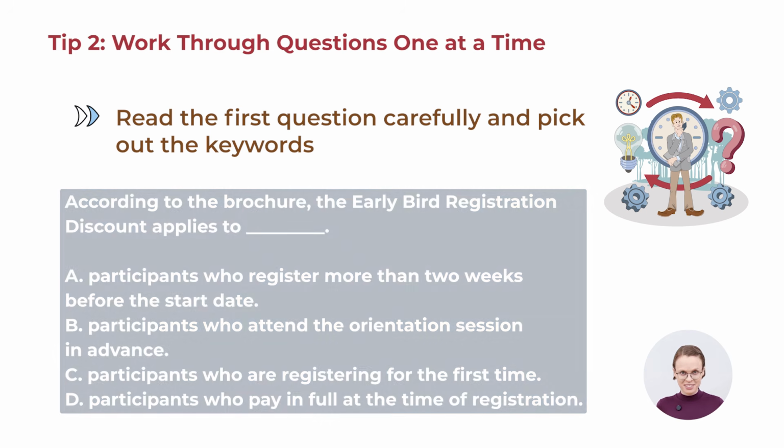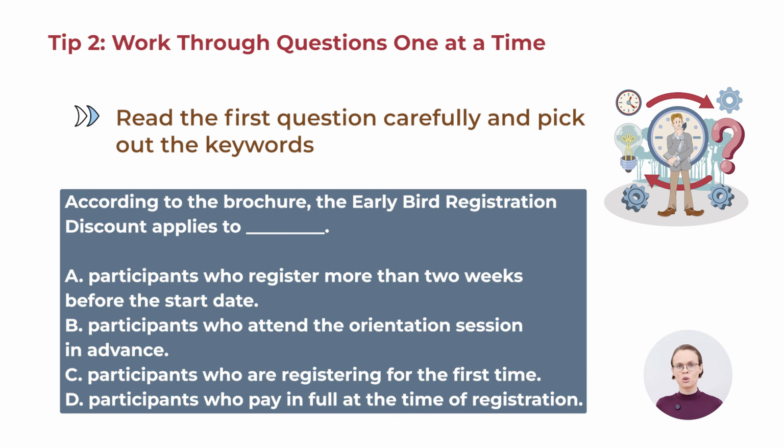For example, take a look at this question. According to the brochure, the early bird registration discount applies to. Here, the keyword is early bird registration discount because it's a specific term from the diagram. Scan the diagram for that term, read the relevant section carefully, and then choose your answer. After you've answered the first question, move to the next one and repeat the same process. This keeps you focused and prevents the layout of the diagram from overwhelming you.